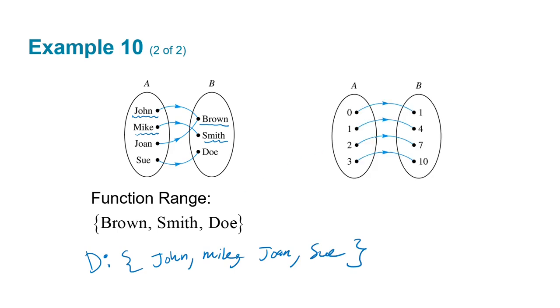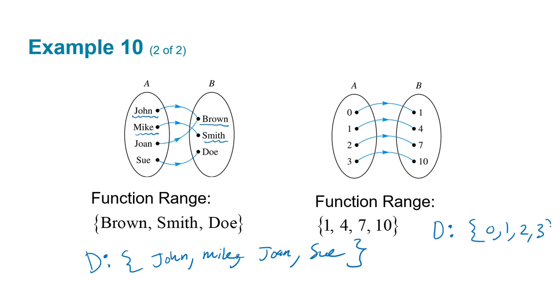0 gets sent to 1, 1 gets sent to 4, 2 gets sent to 7, 3 gets sent to 10. This is clearly a function. For each input, there's only one output. And the range is 1, 4, 7, 10. And of course, the domain for this function is all of the inputs. The domain would be 0, 1, 2, and 3.